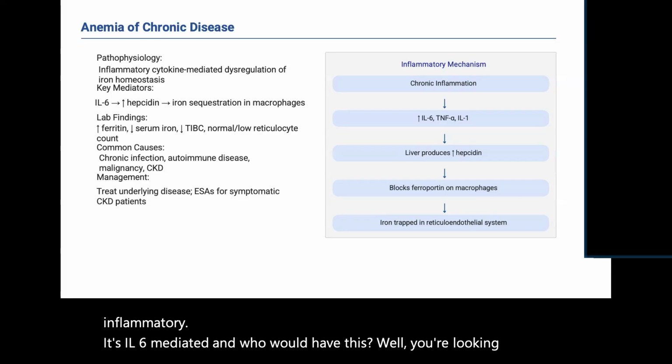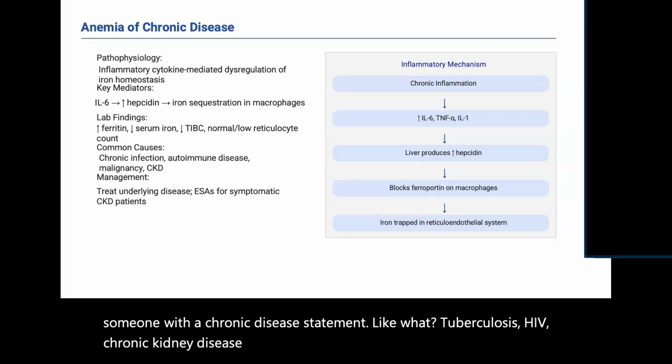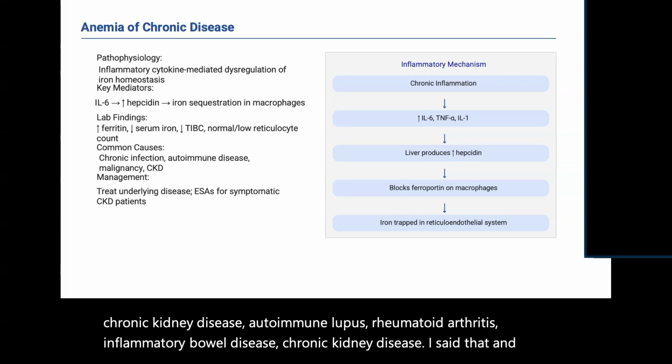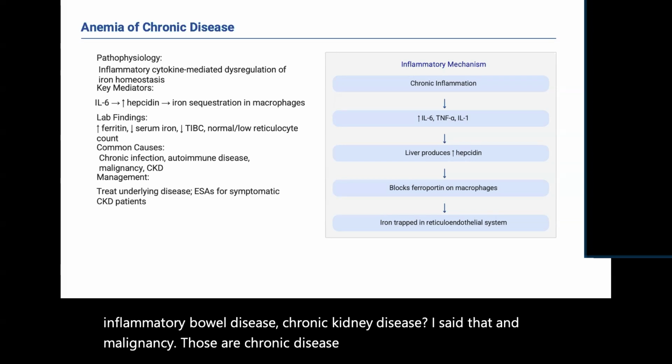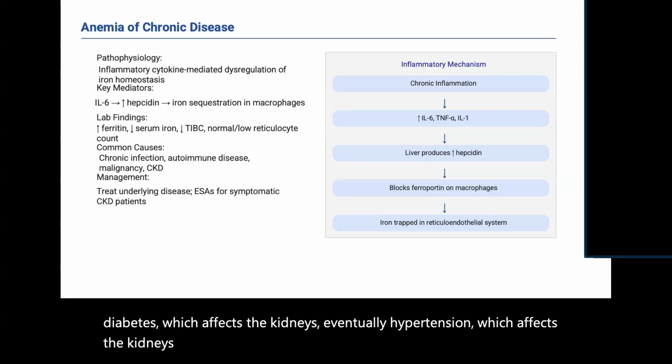Well, you're looking for someone with a chronic disease state. Like what? Tuberculosis, HIV, chronic kidney disease, autoimmune, lupus, rheumatoid arthritis, inflammatory bowel disease, and malignancy. Those are chronic disease. Inflammation secondary, like say diabetes, which affects the kidneys eventually, hypertension, which affects the kidneys eventually. So that's who's got anemia of chronic disease.